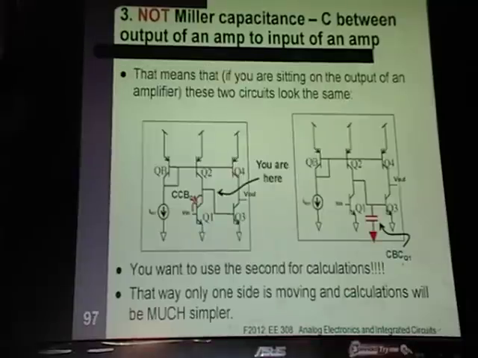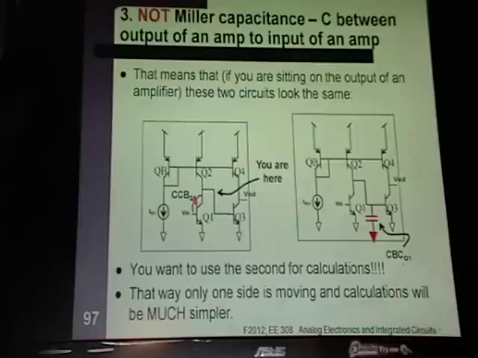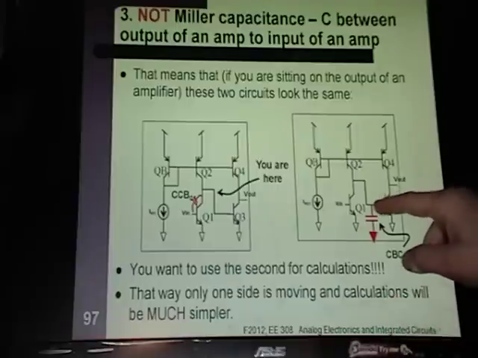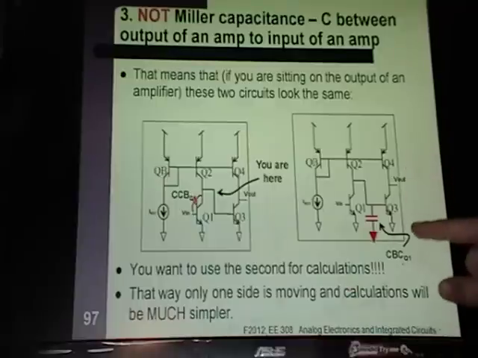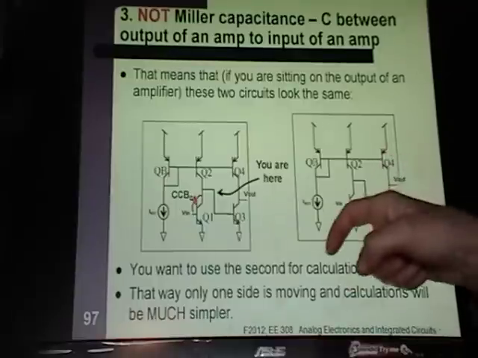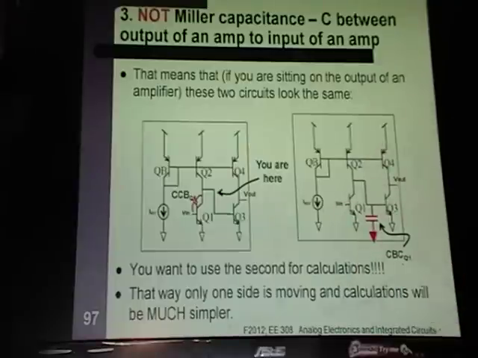Okay, so that's 3 things we've seen. If the other side is connected to ground, you just take the capacitance. If it's a Miller capacitor, in other words, from the input of an amplifier to the output of an amplifier, then you multiply it by your gain. If it's looking back into an amplifier, you just take the other side as if it's connected to ground.